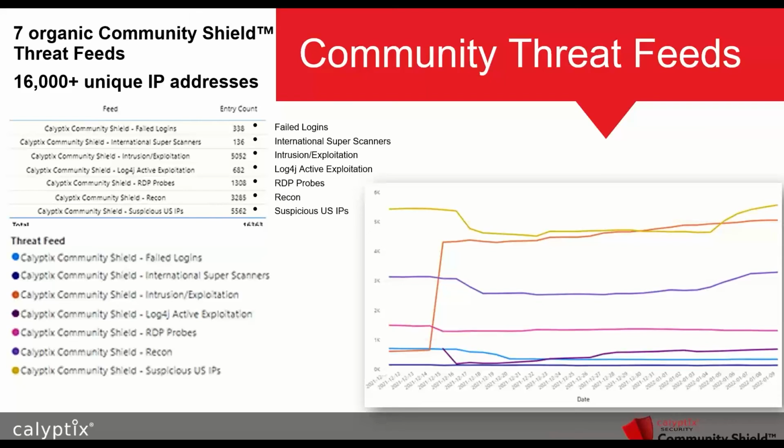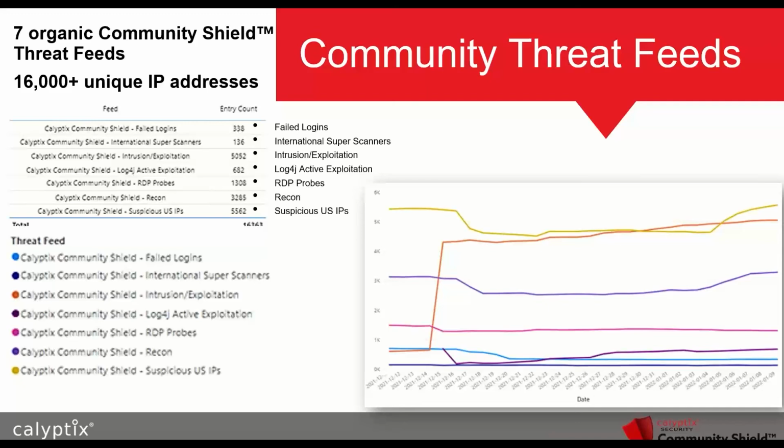Tell me, is that international super scanners? How do you identify those guys? These are IPs outside of the US and Canada that have attempted to connect to 5,000 or more distinct ports across access enforcers of multiple partners. So yeah, they're just generating a lot of noise.